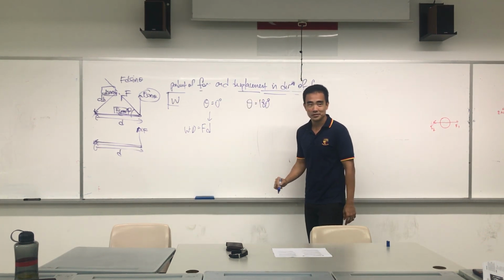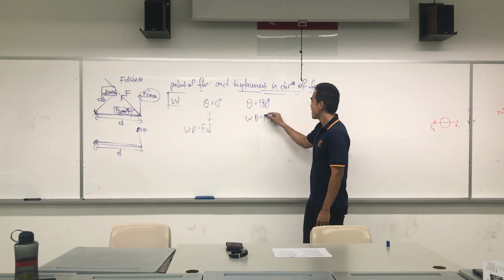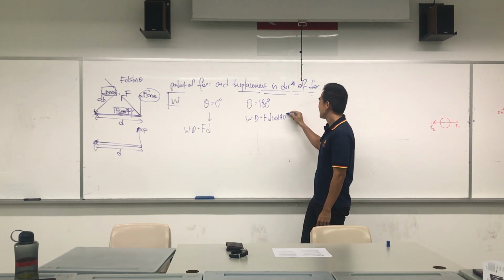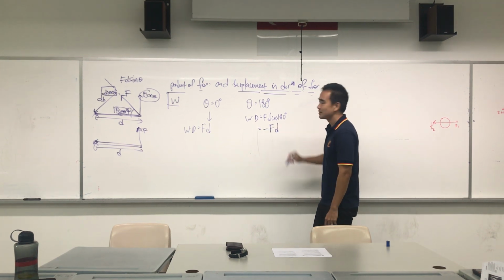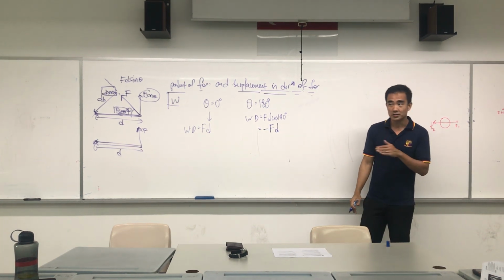Next special situation. Theta equals 180 degrees. So work done equals F D cos 180 degrees. And what is cos 180 degrees? Negative 1, exactly. So now here comes the problem. Work done, is it a vector or scalar quantity?